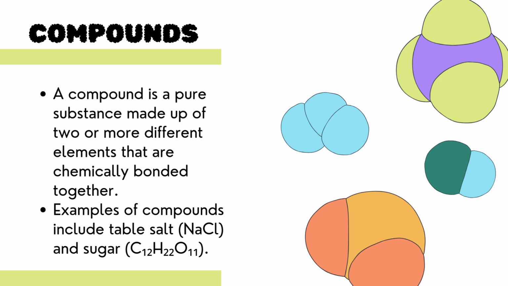Compounds. A compound is a pure substance made up of two or more different elements that are chemically bonded together. Examples of compounds include table salt, sodium chloride, and sugar, C12H22O11.